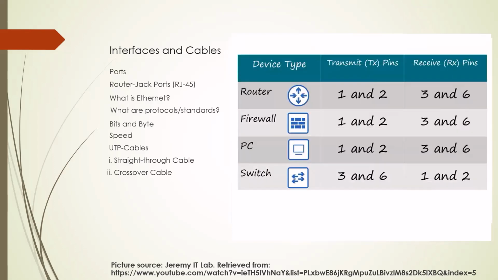Now, this is a summary of what we've been talking about. For a router, pins 1 and 2 are for transmit. The same with the firewall and the same with the PC. The only difference is the switch. The switch uses pins 3 and 6 for transmit, while pins 3 and 6 are used for receive in the router, the firewall, and also the PC, but it's the other way around for the switch. So please try and memorize this table so that when you are doing your connection, after running all your cables, you will know how to properly terminate your RJ45 connector so that your network can come on.